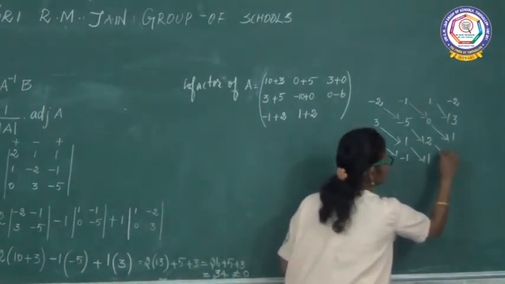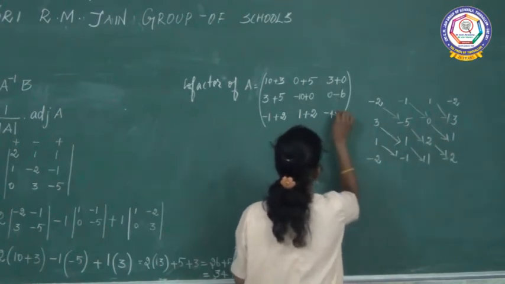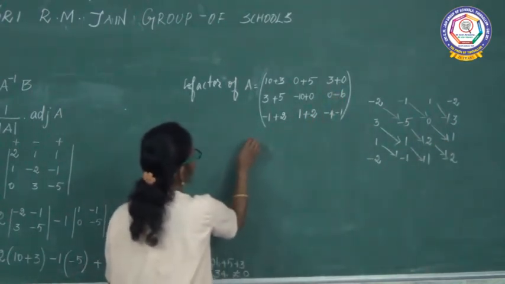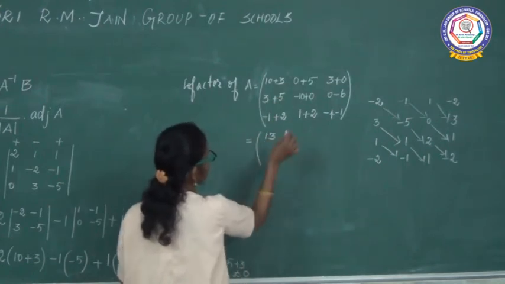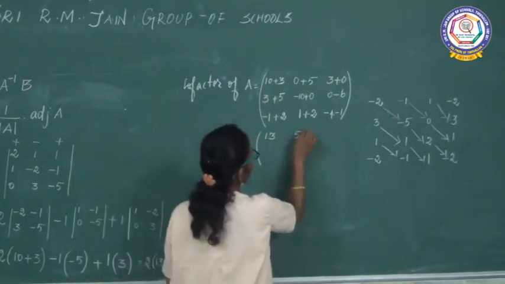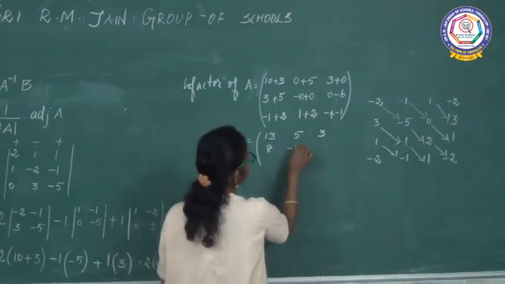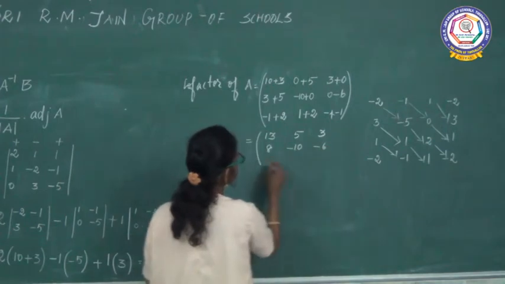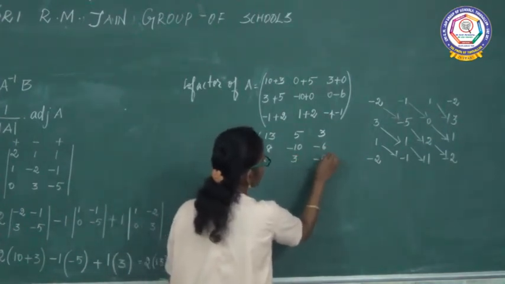Next, minus 4, minus 1. Now, you are going to simplify. 10 plus 3, 13, 5, 3, 8, minus 10, minus 6, 1, 3, minus 5.